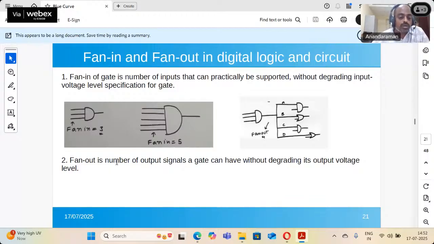Fan-out is the number of output signals a gate can have without degrading its output voltage level. If you take multiple outputs, the voltage level will decrease, so it will not reach the next input. So the number of outputs also determines the output voltage, and that determines the fan-out also. But in quantum, fan-out is not allowed. Direct fan-out is not allowed in quantum or reversible logic.